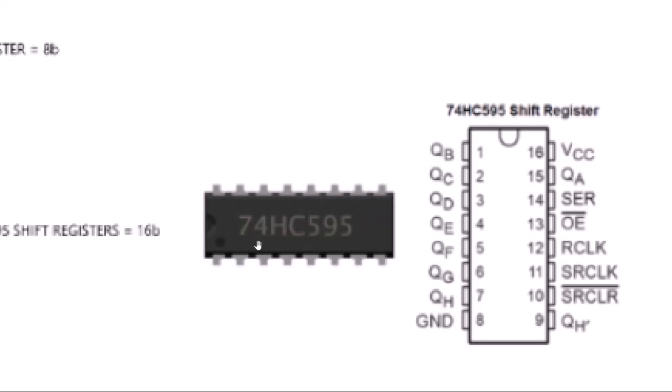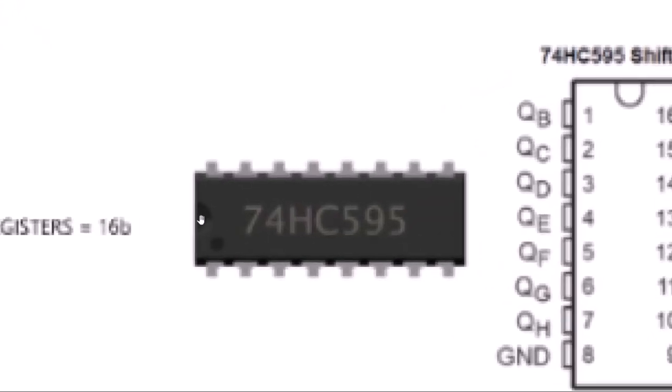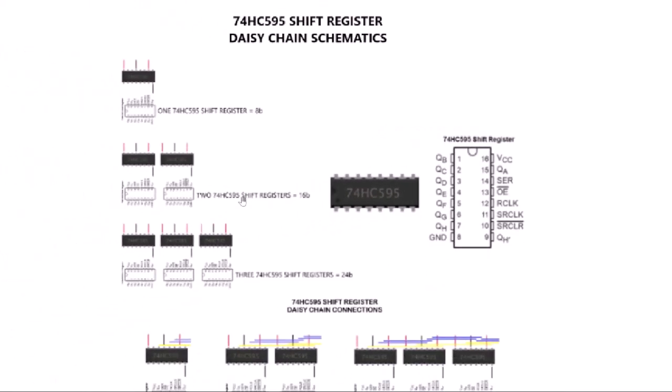And this is what the shift register looks like. On here, you really can't see the little tab, but it's right here. Always put that to your left if you want to know that your shift register is going to count correctly from right to left.